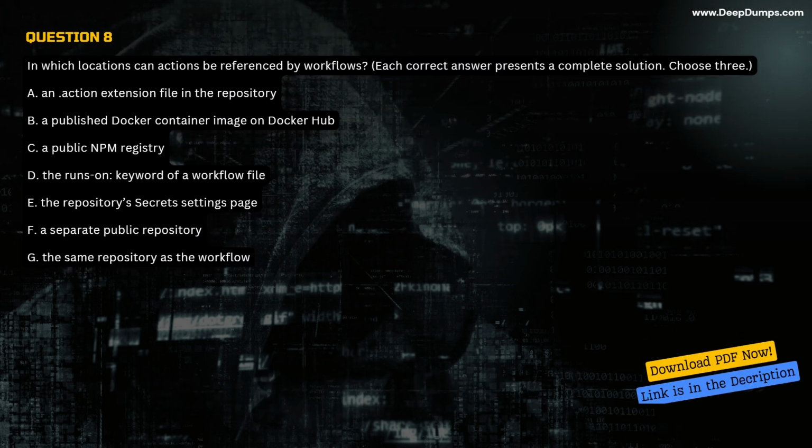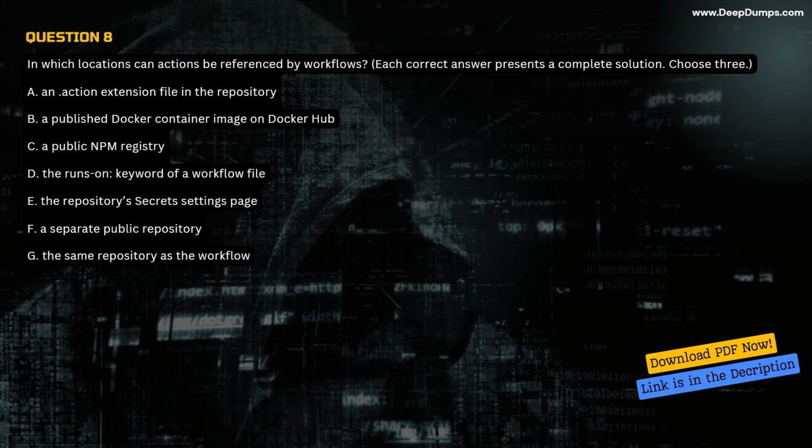Question 8. In which locations can actions be referenced by workflows? Each correct answer presents a complete solution. Choose 3. A. In .action extension file in the repository. B. A published Docker container image on Docker Hub. C. A public npm registry. D. The runs on keyword of a workflow file. E. The repository secret settings page. F. A separate public repository. G. The same repository as the workflow.